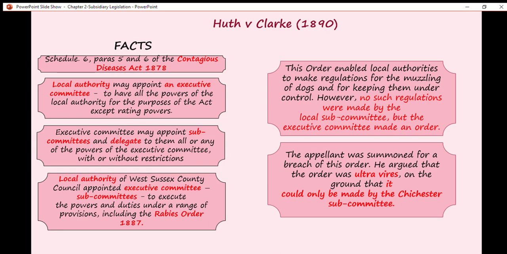Okay, your first case for today, we are going to link this case with the delegation of power, whether delegation of power is allowed. So you may refer to the case of Fifth against Clark. The details of the case you may refer to your manual. These are the facts of the case.